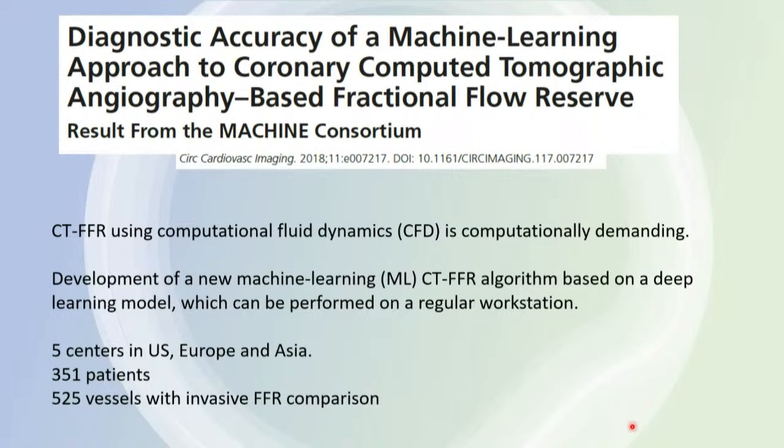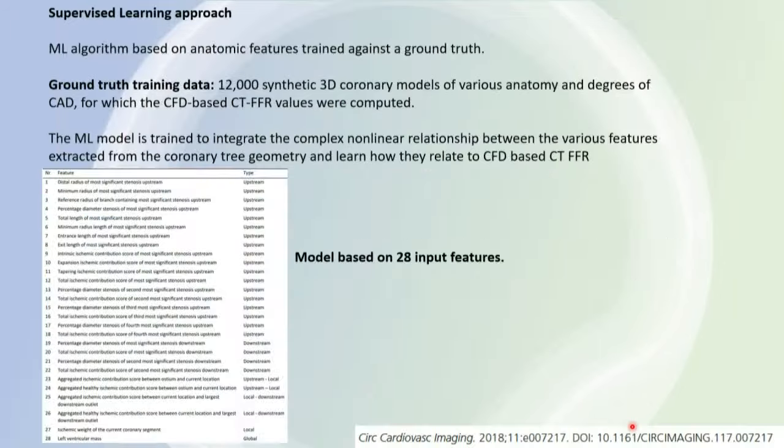So this study looked at 351 patients at 5 centers in the US, Europe, and Asia. And when you develop any machine learning model, you have to train the model. It's not magic, and you train the model by feeding it the ground truth. So what was the ground truth? They fed this machine algorithm 12,000 3D coronary models of various anatomy and degree of stenosis, for which the computational fluid dynamic CT-FFR values were enabled.